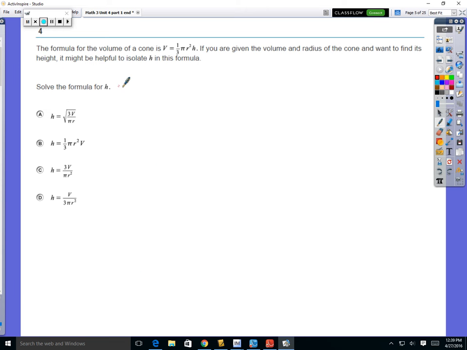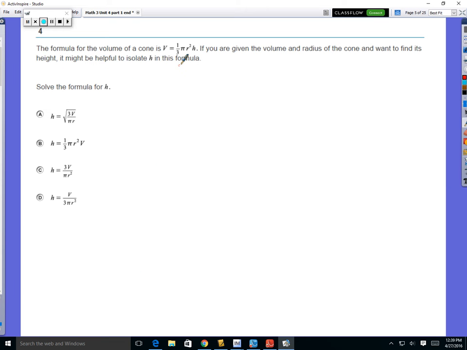The formula for the volume of a cone is 1/3 times pi times r squared times h. If you're given the volume and radius and you want to find its height, you have got to solve for h. So you need to get h all by itself. So if you have V equals 1/3 times pi times r squared times h. Okay, let's get h by itself.